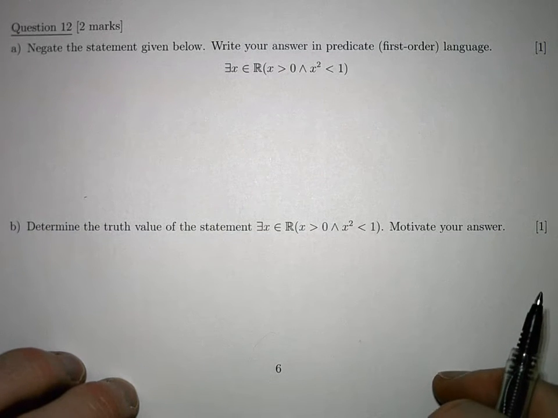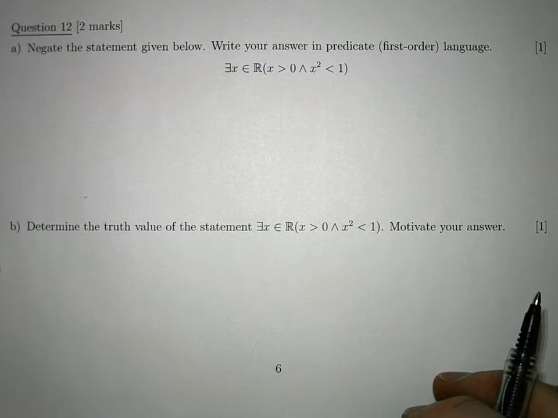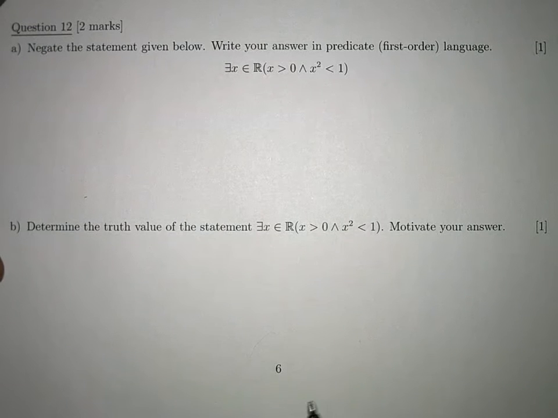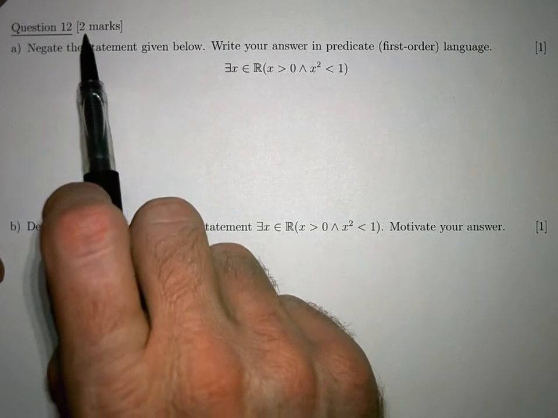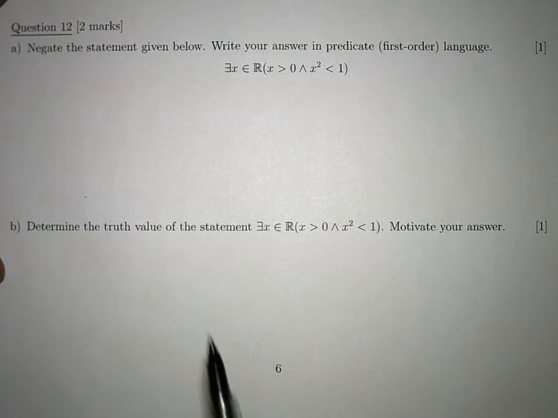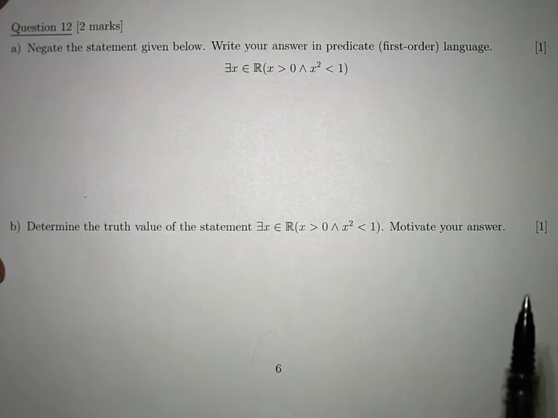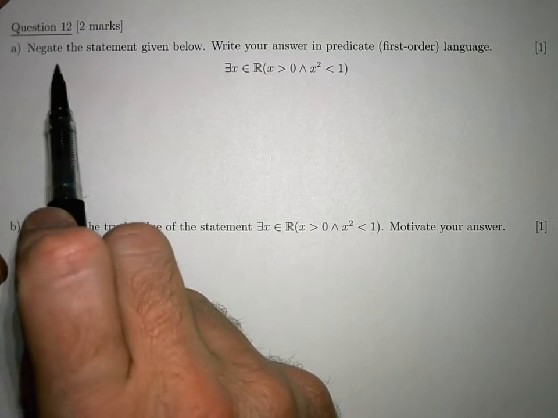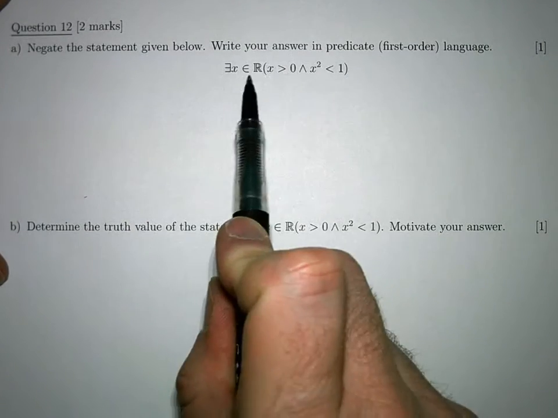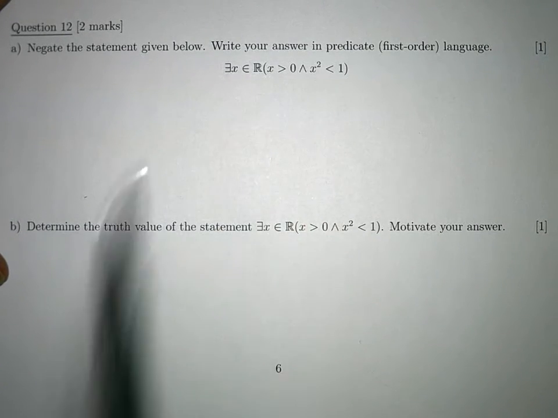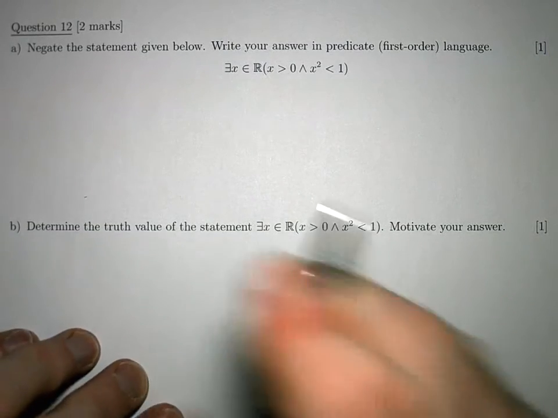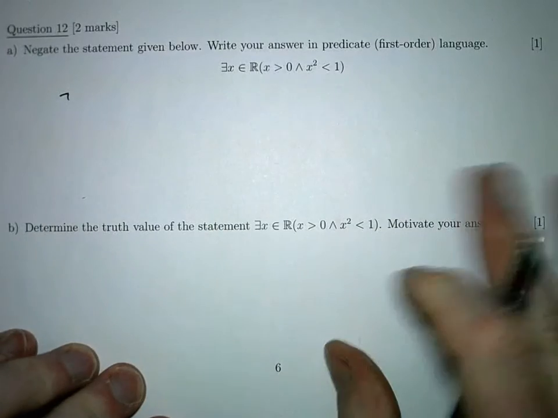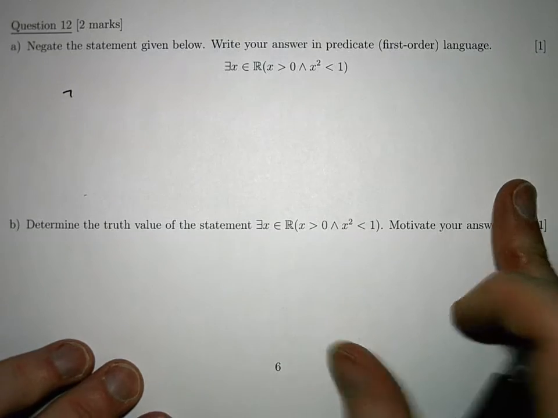Hi guys, Dr. Justin Souther here, going through semester test 1, and I'm looking now at question 12, which was again a nice little easy 2 marks, provided you have swatted up on predicate first order language. So we were asked to negate the statement given below. It's a statement given in mathematical predicate first order language, and we're asked to find the negation of this sentence.